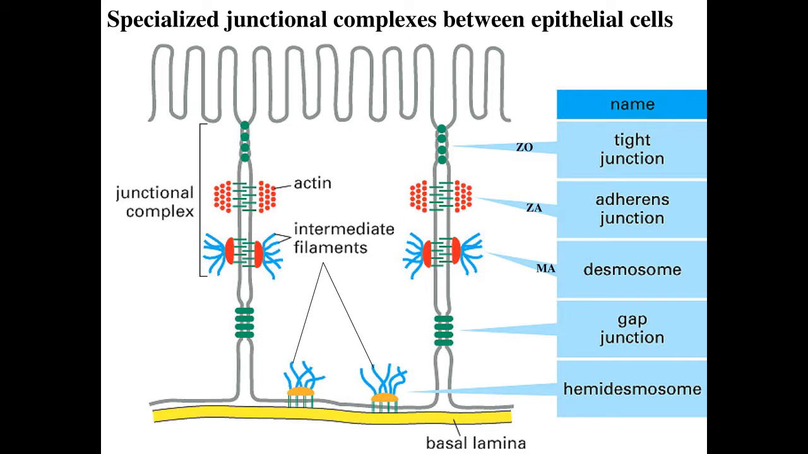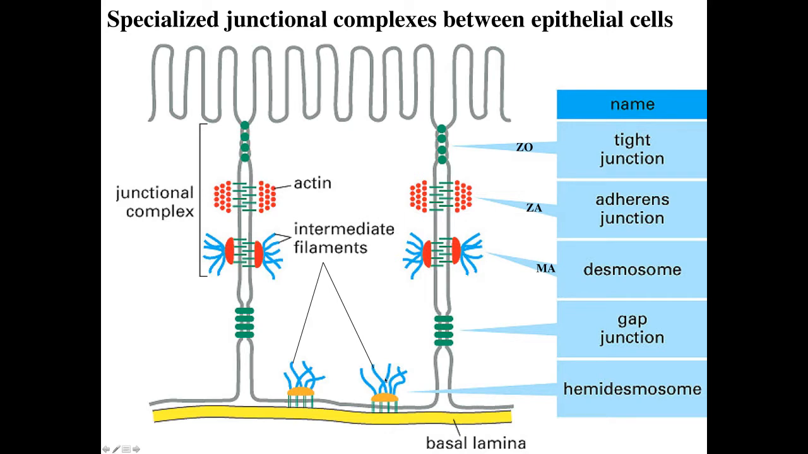So here is just a simple-minded schematic diagram showing the specialized junctional complexes between epithelial cells. The apical boundary of the cell shown with these microvilli would be drawn, so you could imagine a portion of one cell, another cell, and a portion of a third cell. The zonula occludens most apical, then the zonula adherens, macula adherens, gap junctions, and then hemi-desmosomes.